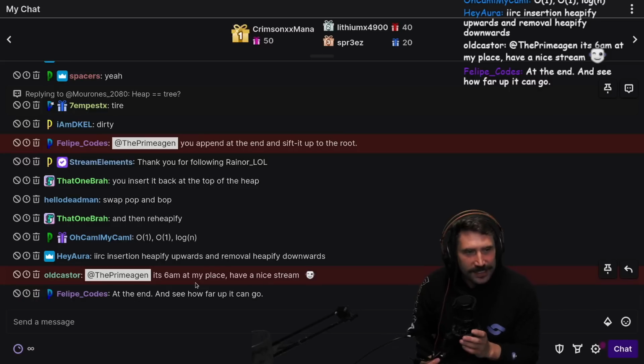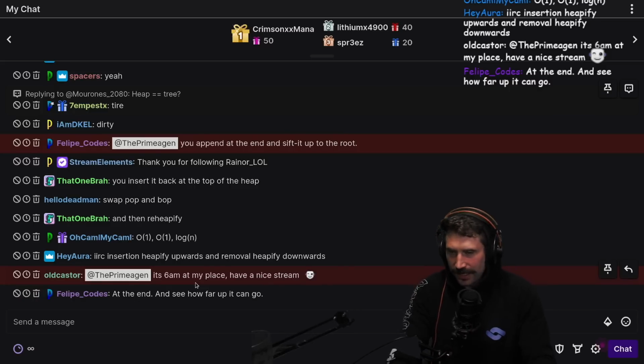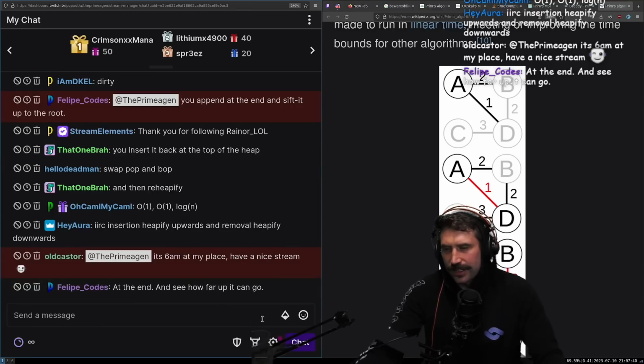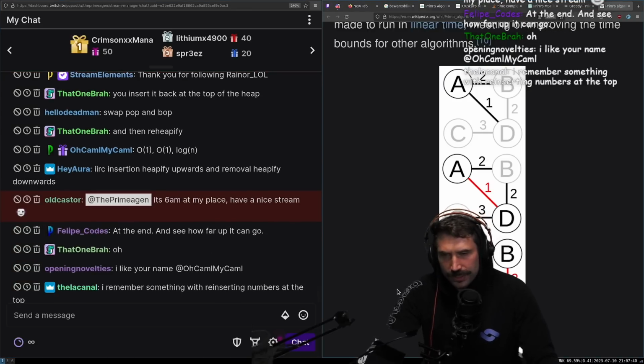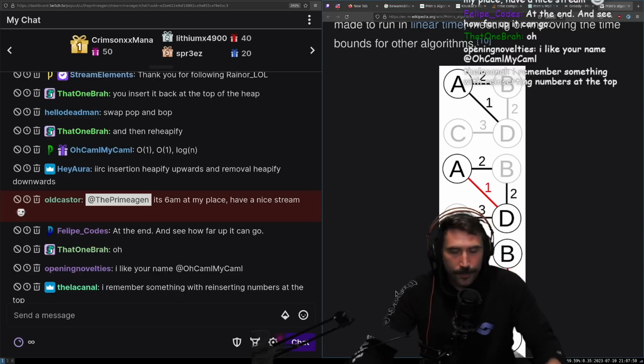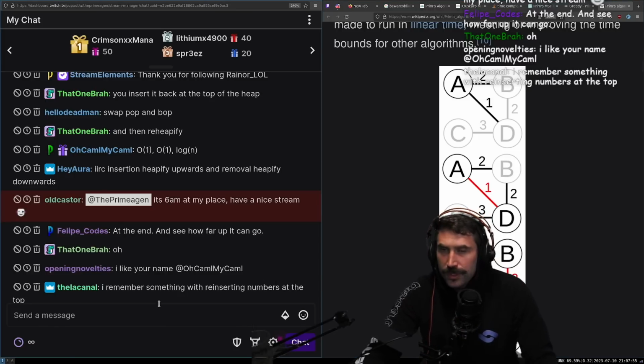Man, I always forget these things. I feel like I gotta do, yeah, and see how far it can go up. You put it at the end and see how far it can go up. But you still have to fill the hole. So you can't just, if you remove from the middle, you still have to heapify from that point. Right? You still have to go upwards.